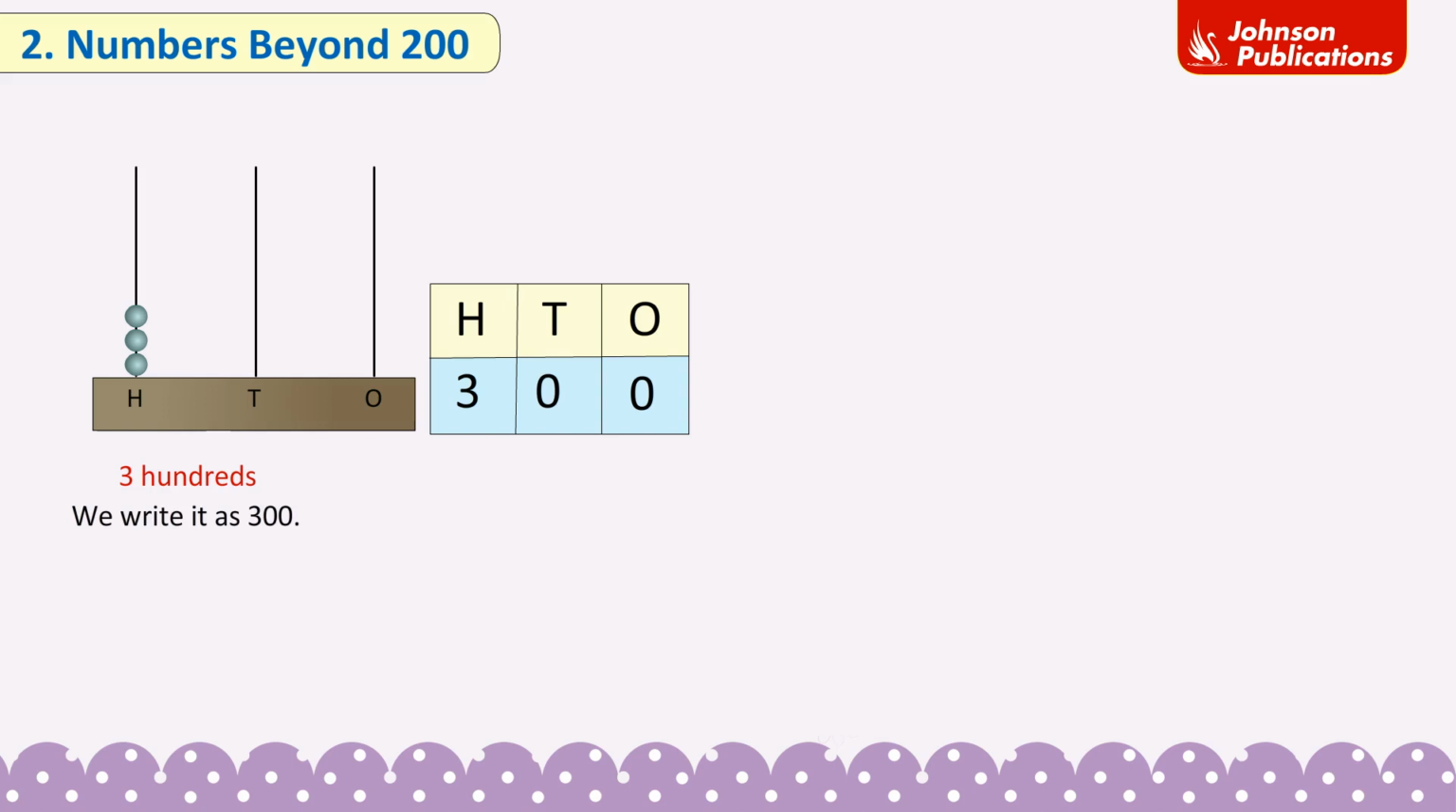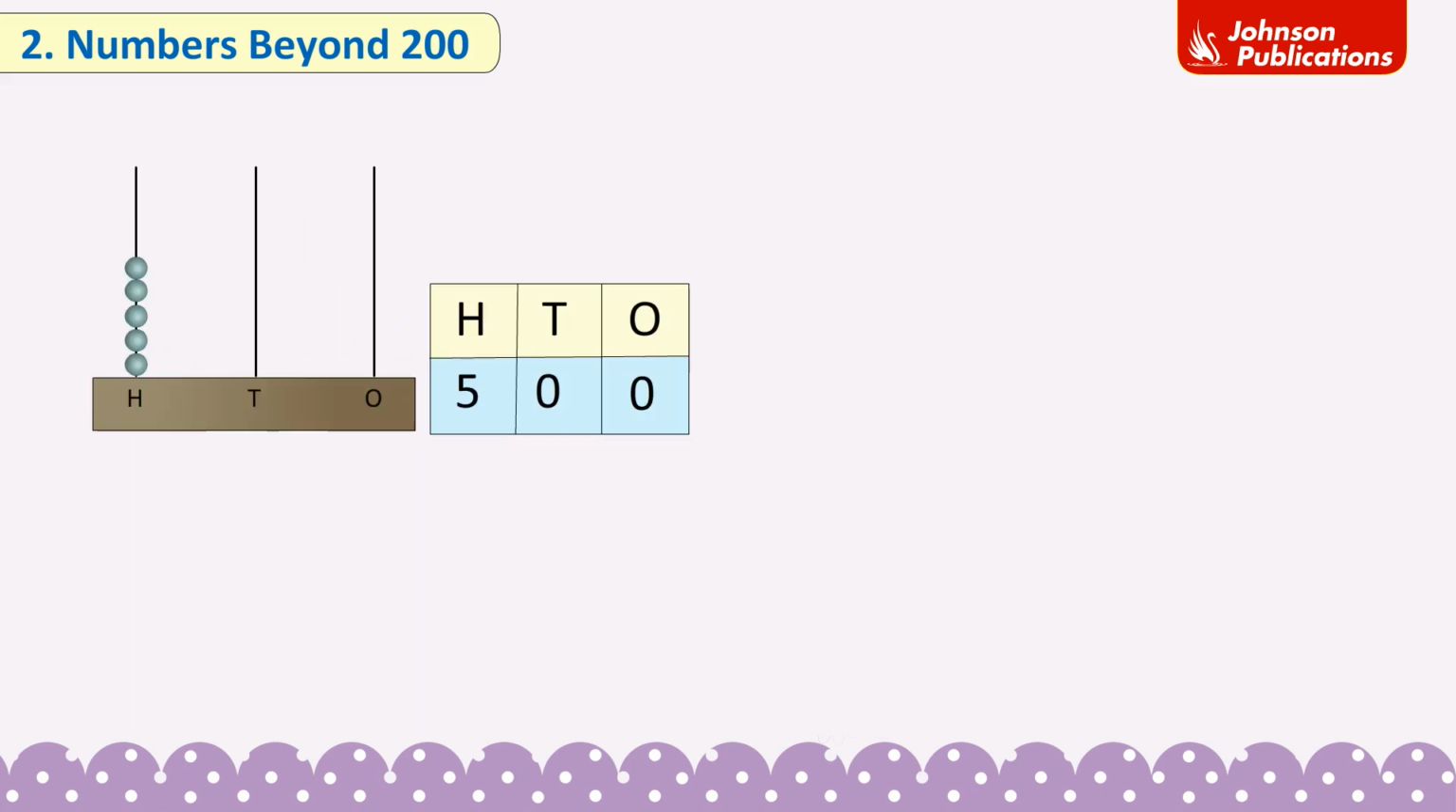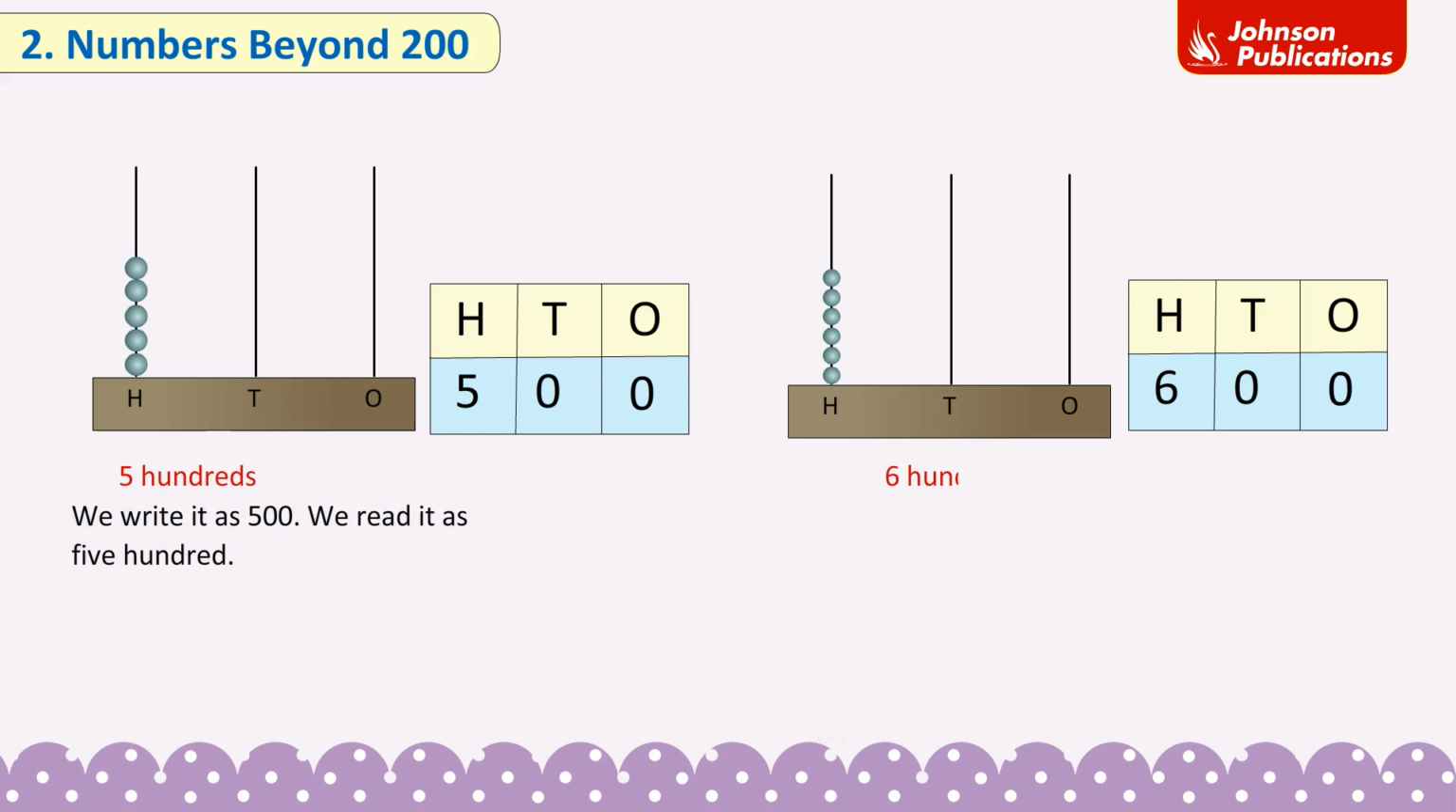300. We write it as 300. 400. We write it as 400. We read it as 400. 500. We write it as 500. We read it as 500. 600. We write it as 600. We read it as 600.